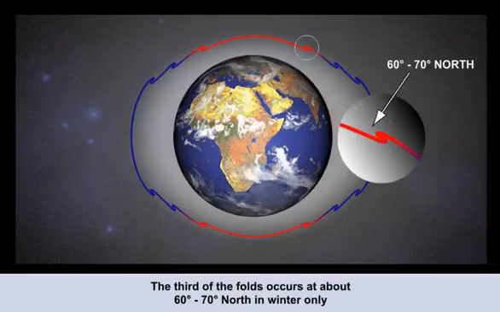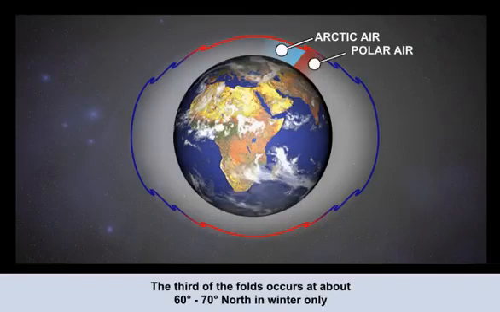The last of the tropopause breaks occurs at even higher latitudes, and is evident mainly in the northern hemisphere and in winter. This is where very cold Arctic air meets less cold polar air. It occurs typically at about 60 to 70 degrees latitude. The temperature difference here is also enough to cause another tropopause fold or break.